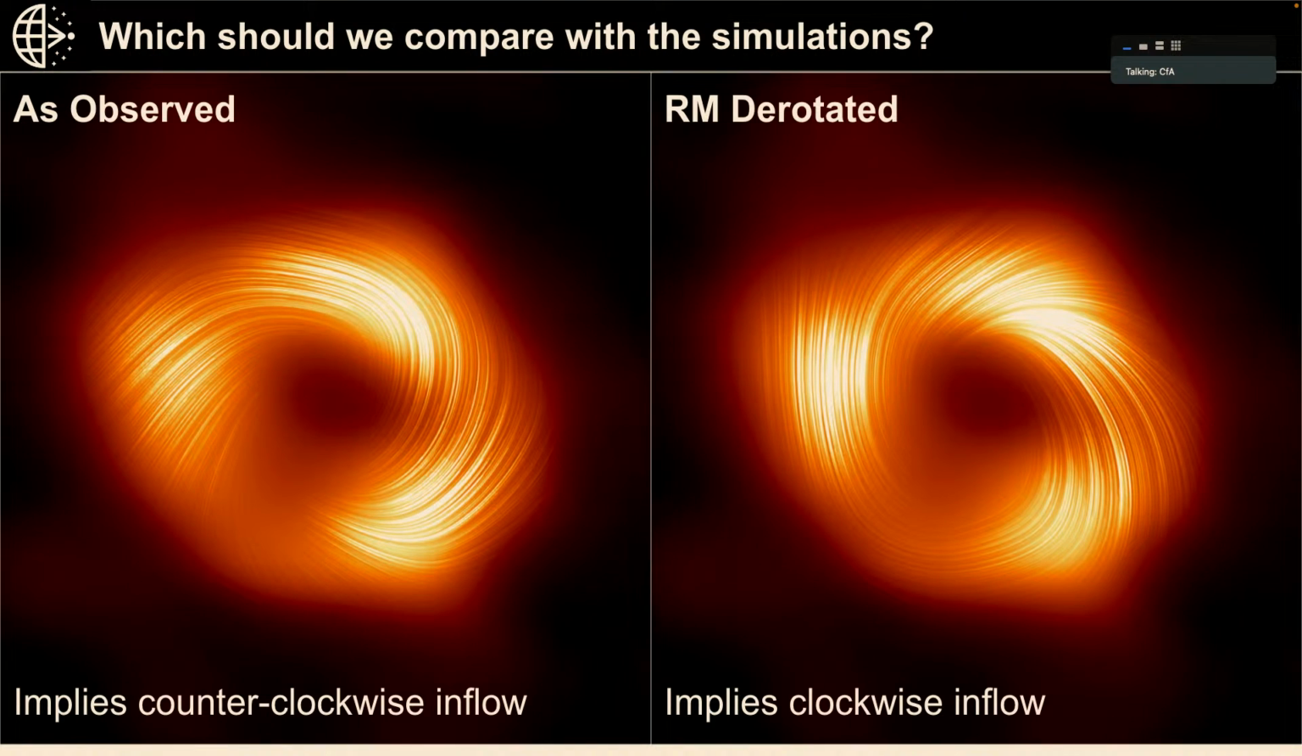The pattern that's observed on the sky would imply a counterclockwise inflow. And in particular, the reason we don't like that as much is because there are multi-wavelength flares that are also polarized that have been implying a clockwise inflow instead. If you derotate by the rotation measure, you recover that handedness.